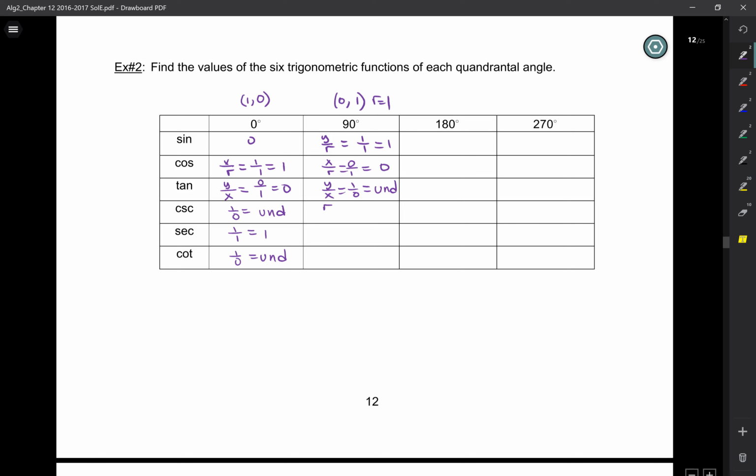Cosecant is the reciprocal of the sine, so it's just 1. Secant is the reciprocal of the cosine, so it's 1 over 0, undefined. Cotangent is the reciprocal of the tangent, so not 1 over 0, but 0 over 1, so this is 0.